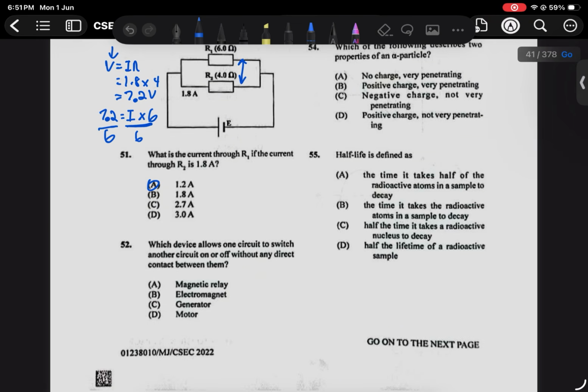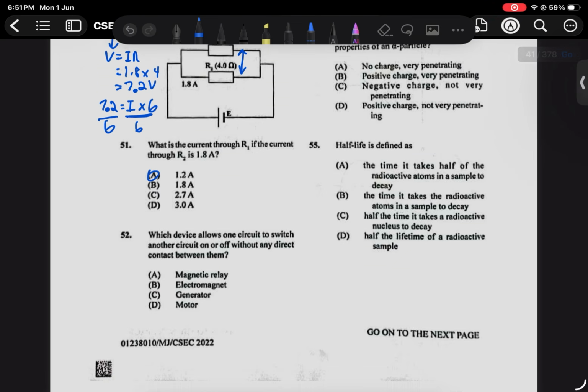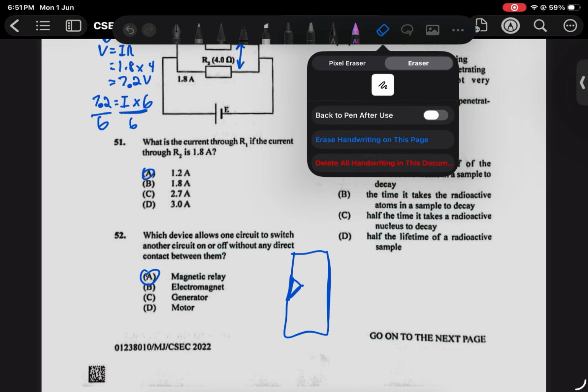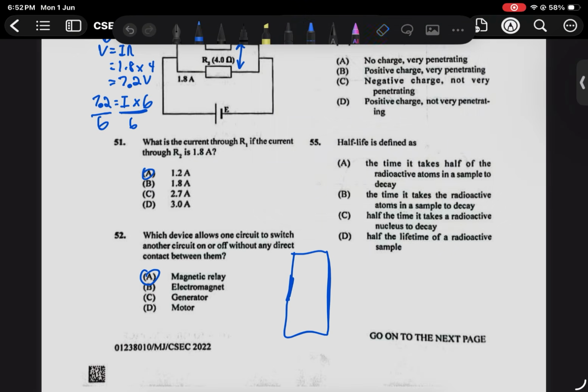Which device allows one circuit to switch another circuit on and off without any direct contact between them? That would be a magnetic relay. A magnetic relay is able to cause a circuit to switch on. It would cause this piece right here to bend because of the magnetic force, and then it would cause the circuit to be on.